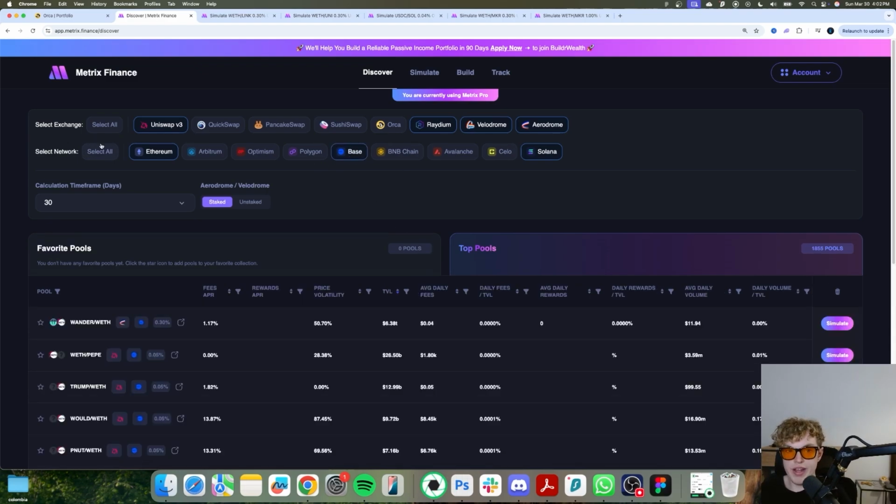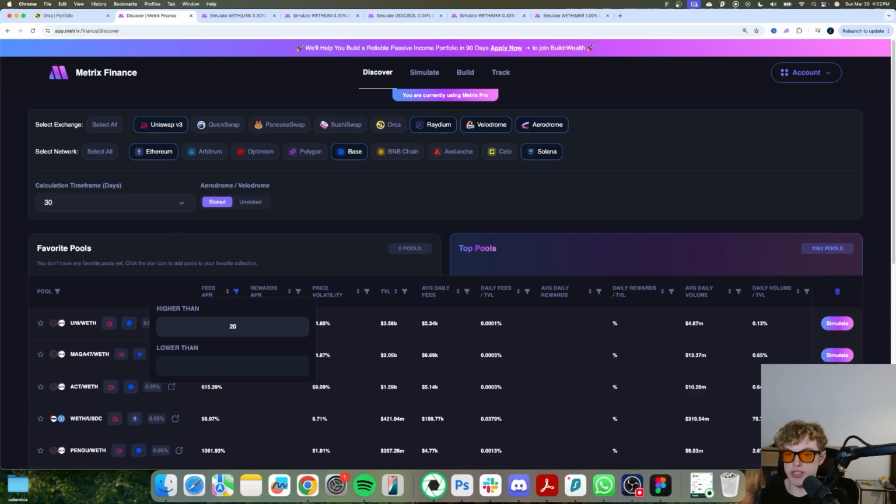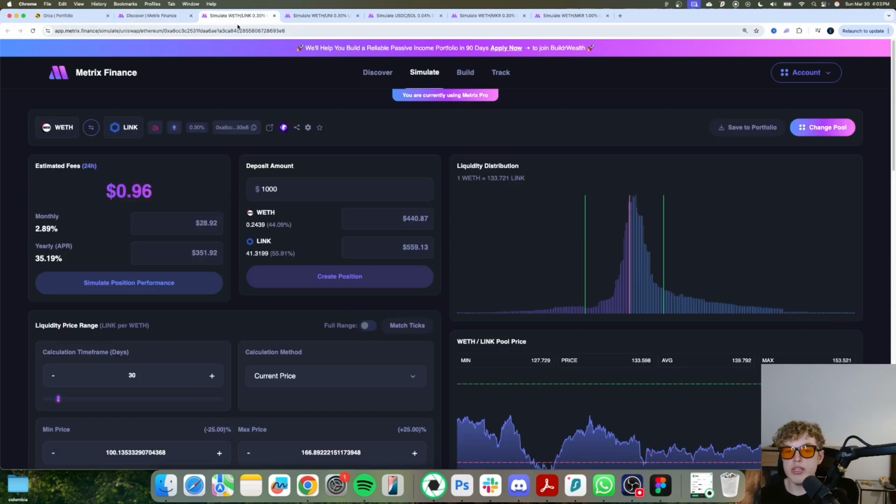And then once you filtered it down to the exchanges and networks you want to look at, you can add some other filters such as fees APR. You can look at pools that have higher than 20% fees APR, for example, and you can filter with some other things. But for now, let's look at the pools that I have pulled up.